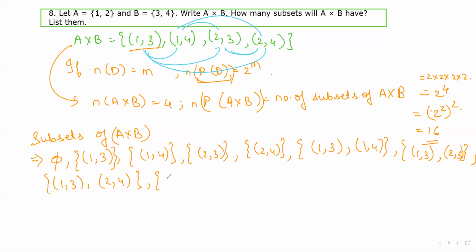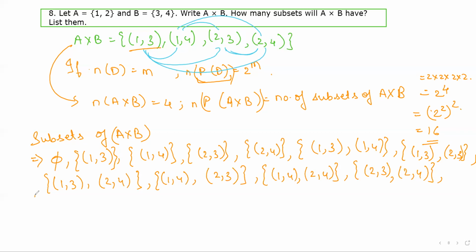Start with the second element, (1, 4): {(1, 4), (2, 3)}, {(1, 4), (2, 4)}. Now forget about (1, 4), take the next value, (2, 3). Only one other value is left, (2, 4). These are all the pairs.